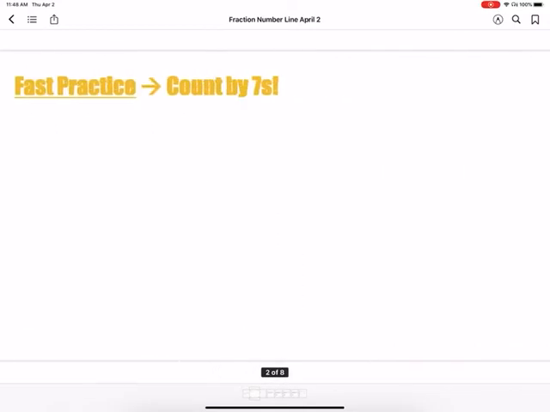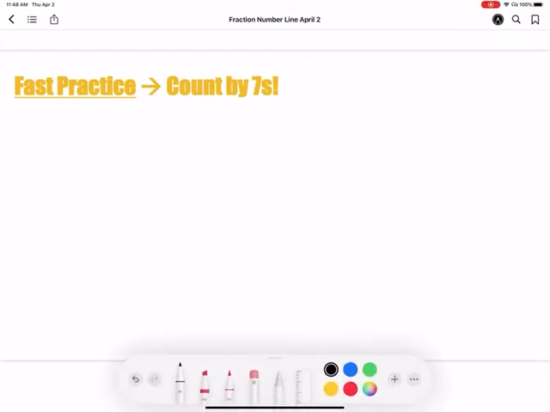So here we go. First thing though, before we get into number lines, I want us to do a quick little fast fact practice. That means I want you to count by sevens. Okay. So ready? I'm going to wait for you.